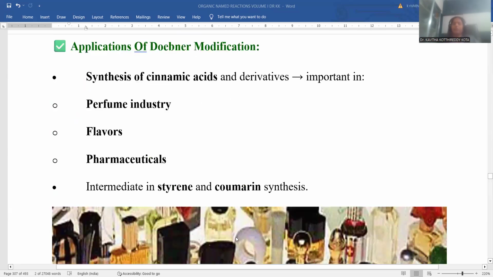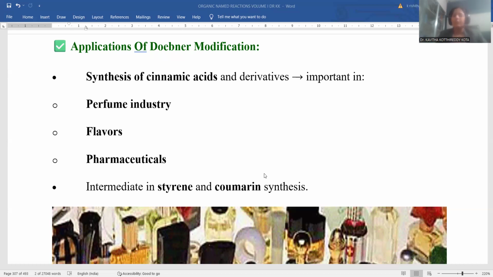If you want to observe the applications of Doebner modification, cinnamic acid derivative synthesis is the ultimate product formation. The products we got have fragrance activity, so they work like perfumes in the industrial process, and they give flavors to the taste, so they are also flavoring agents in the food industry. Pharmaceutical applications are also significant for these Doebner modification products, and they are intermediates in styrene and coumarin synthesis. In order to synthesize coumarins and styrenes, you better choose the Doebner modification process.